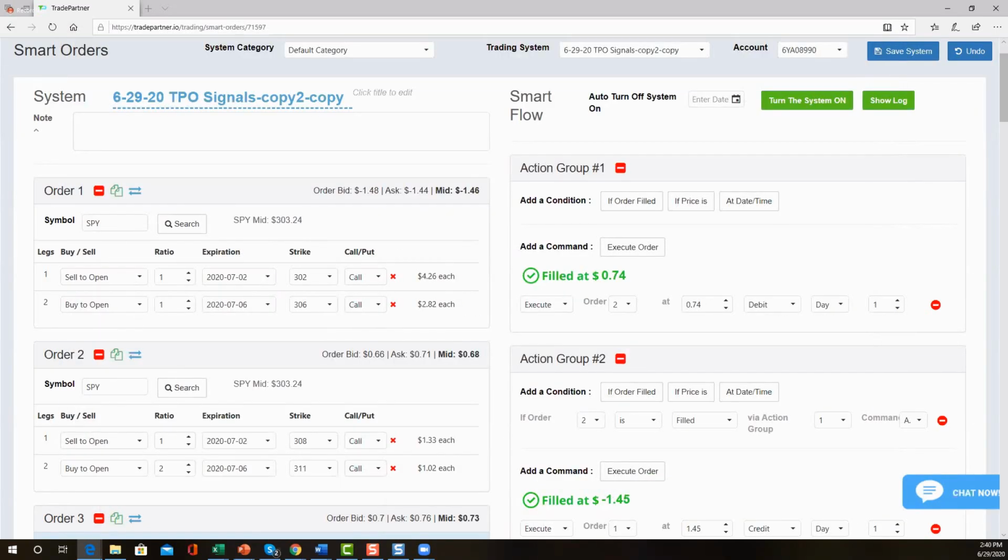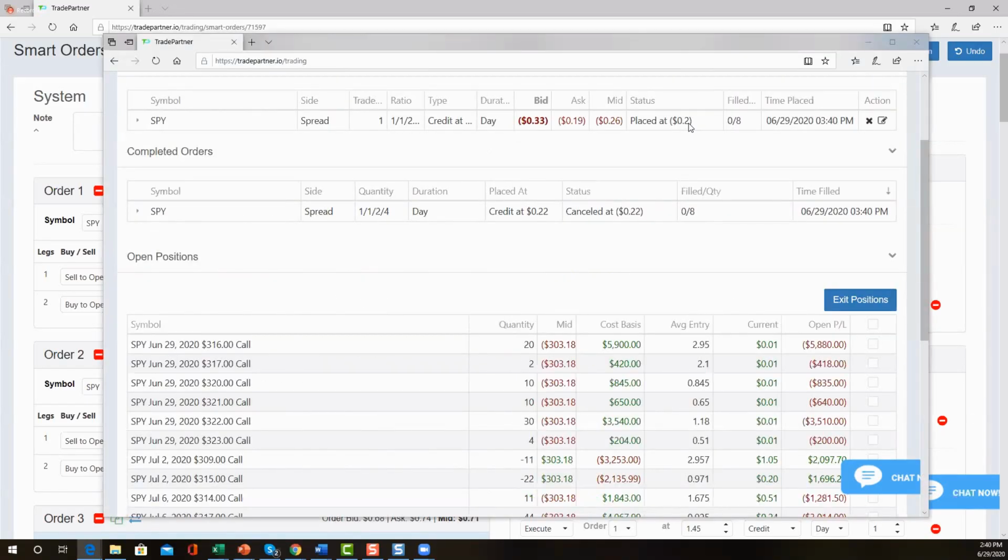And let's see here, that's not it. All right, so now we're at 20-cent credit, and it's still not getting filled. And I guarantee I get filled on those at a 20-cent credit if I were to leg into them. So that's the problem with that. Okay.